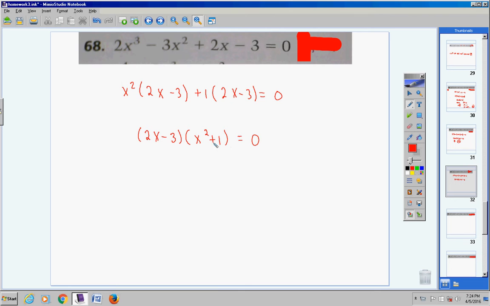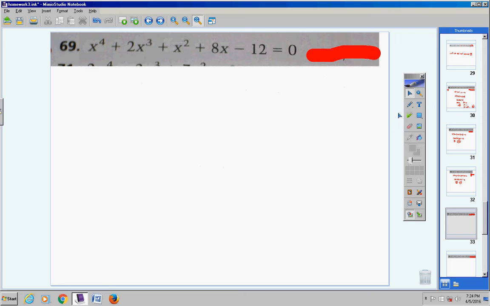If you take this parentheses, set it equal to 0 and solve, you'll get 3 halves. If you take this parentheses here, set it equal to 0 and solve, you'll get positive negative 1, or just positive negative i. And that is the answer.